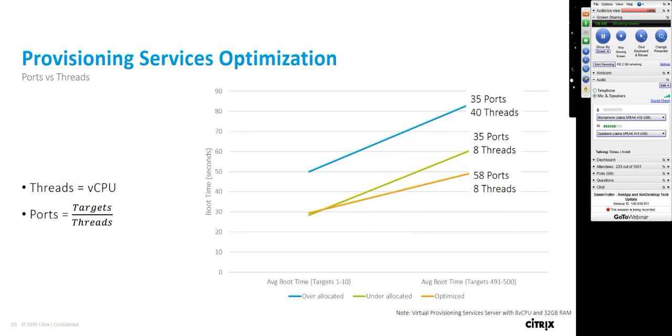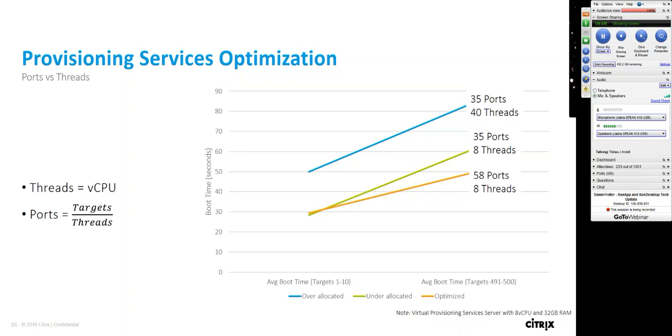The other thing that we had was, a lot of people like to get into ports and threads on PVS, on how to best optimize ports and threads. And what we found out was, one of our consultants went through this and figured out threads should equal how many virtual CPUs your PVS server has. So if I have an 8 virtual CPU PVS server, I have 8 threads. Now, how many ports I want to specify, you should divide the number of targets, how many devices you will stream to, divided by the number of threads. And that tells you how many ports you will get.